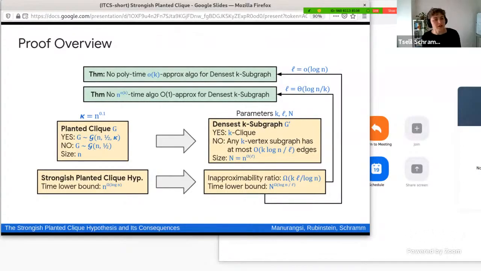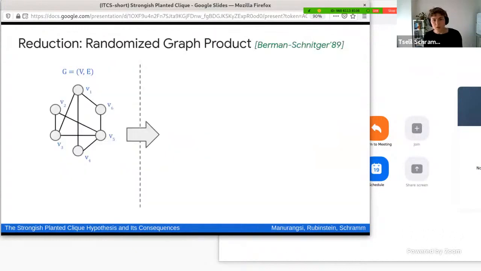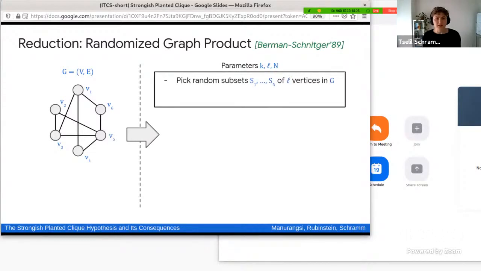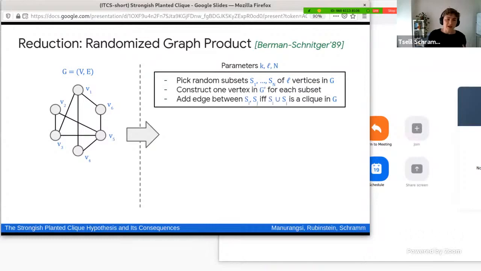Our reduction is going to exploit the randomized graph product, which has been used many times before in hardness of approximation reductions. The randomized graph product is defined as follows. We start with some graph, which is our planted clique instance. Then we choose parameters k, l, and n. We pick N random subsets, each of size l vertices in G, and make one vertex in G prime for each subset. Then we add an edge between the vertices corresponding to two subsets in G prime if the union of those vertex sets is a clique in the original graph.